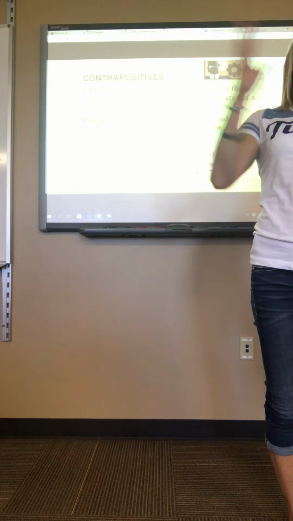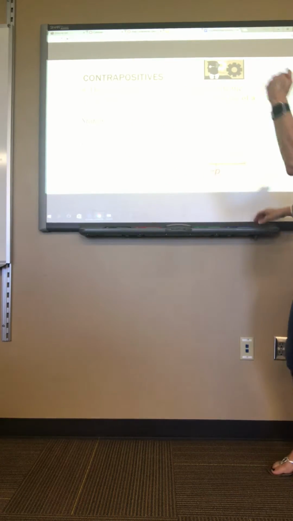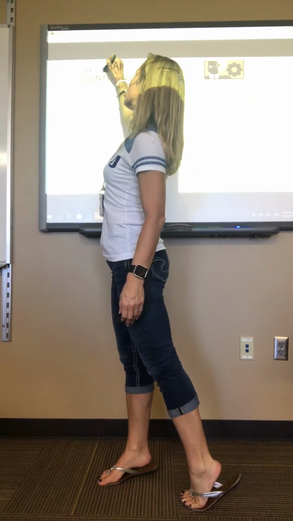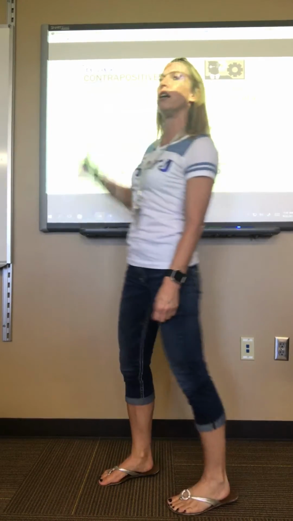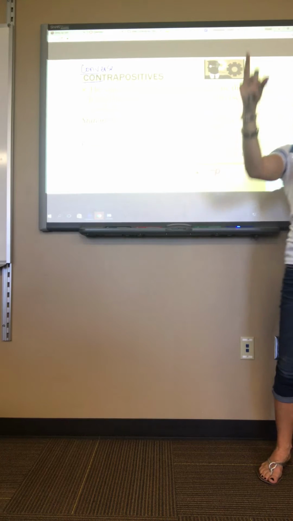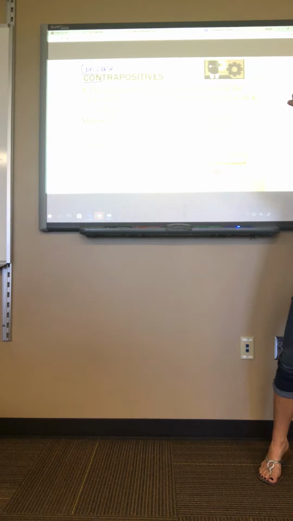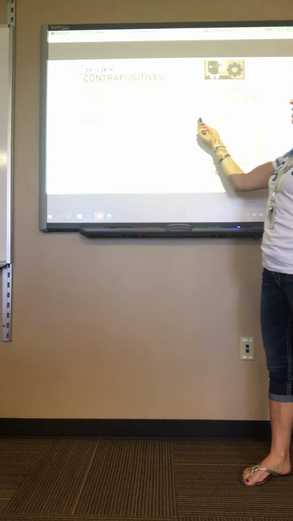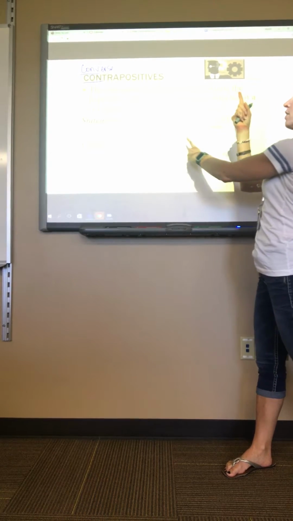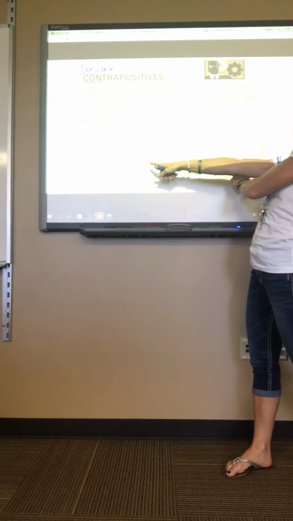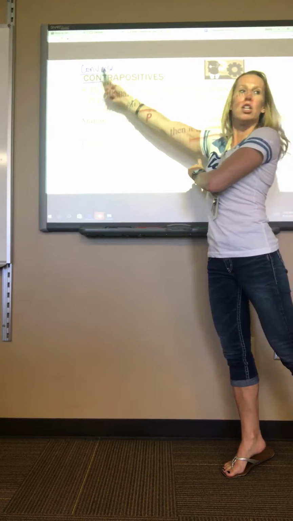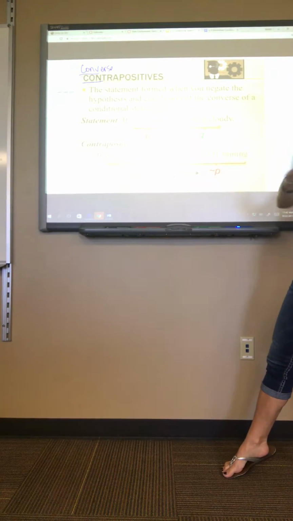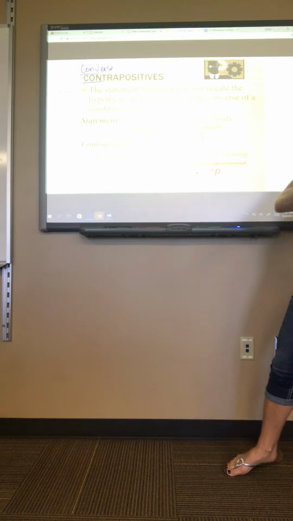Contrapositive, biggest word, you do the most to it. Notice contrapositive starts with C-O-N and converse starts with C-O-N. Do you guys see that? The contrapositive takes the converse and puts the nots in it. So if it is raining, then it's cloudy. I take the converse and I add the nots. Converse, contrapositive. If it is not cloudy, then it is not raining. So that's easy.